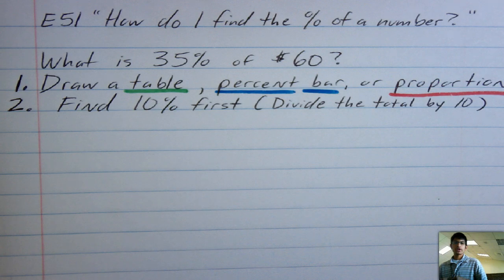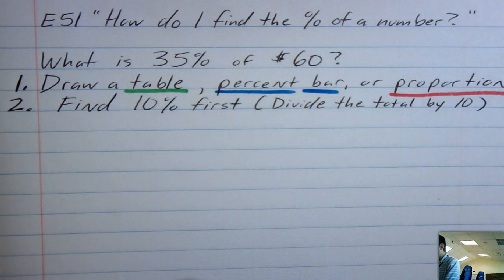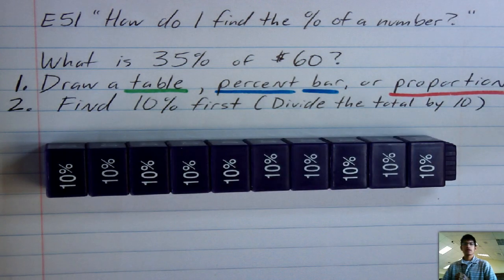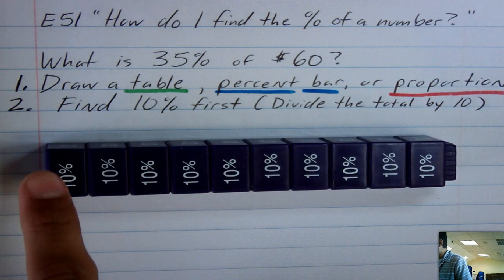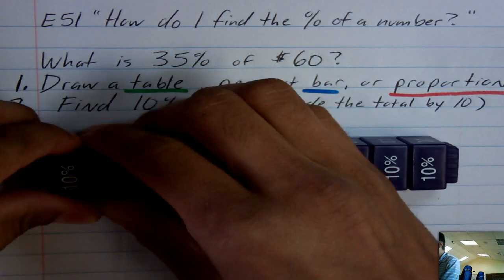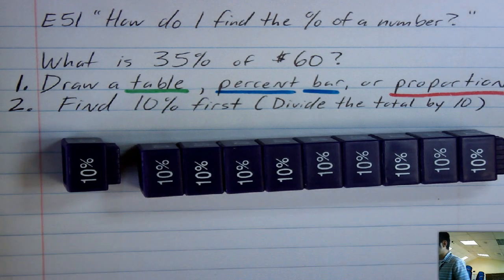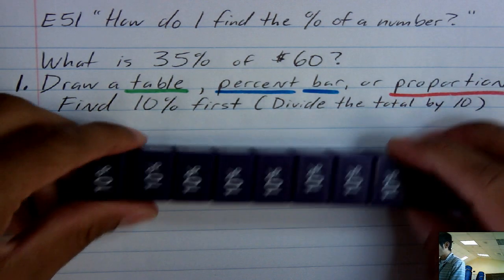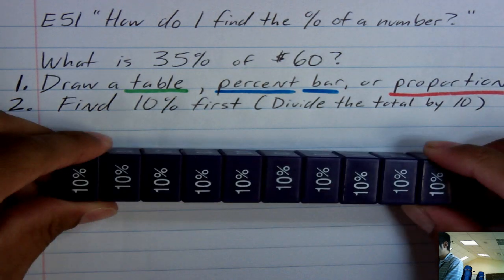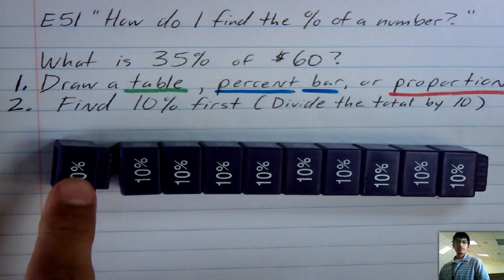The very first thing you always want to do is find 10% first. We talked about this in class today with my little purple candy bar. So in this problem, the purple candy bar costs $60, and you always want to find 10%. How much would one piece of the candy bar cost if the whole thing was $60? The way you always solve this is to divide the total by 10. So if the total is $60, 60 divided by 10 is 6.